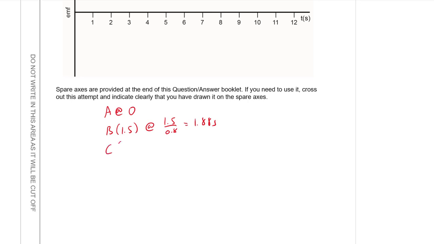And C we mentioned before is going to be 2.5, so that's when it's on the other side. So that's when it's gone through two times the radius, which is 1 centimeter. There we go, and that's going to be 2.5 over 0.8. And I'm just going to finish that for all of these values.